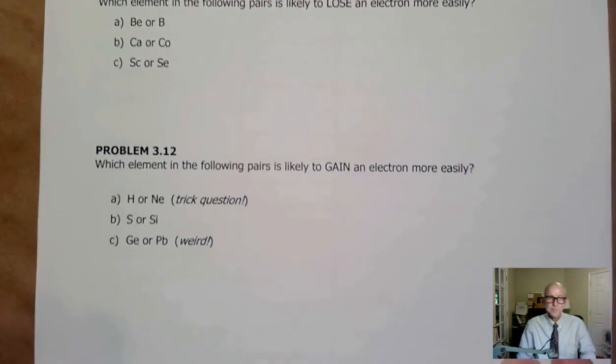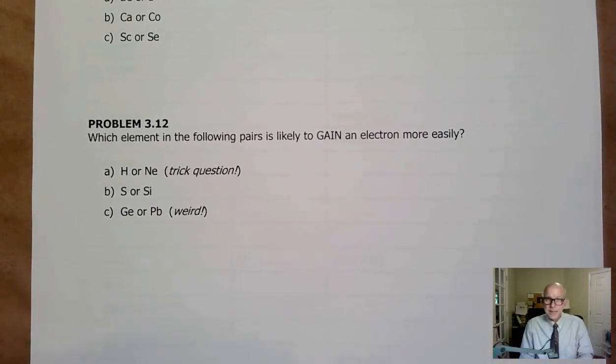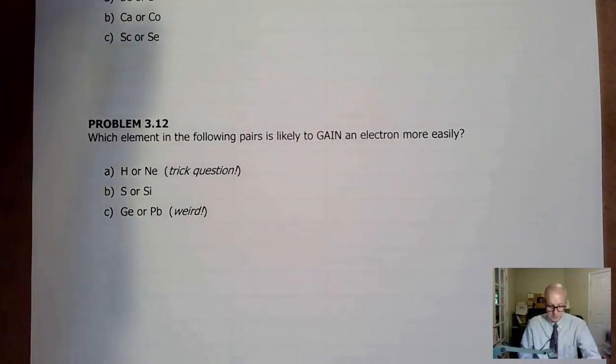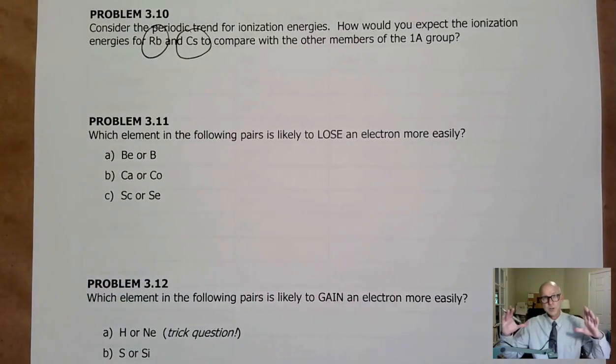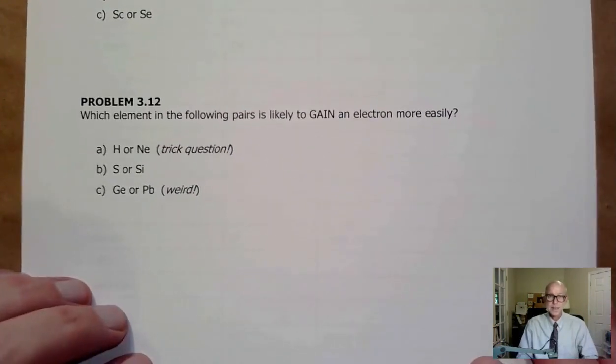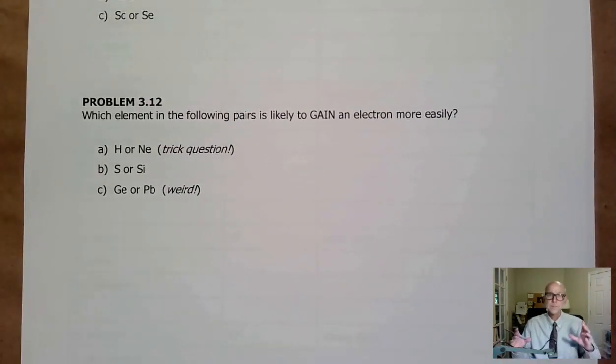Same thing here. Which of these is more likely to gain an electron? Well, do big atoms want to gain electrons, or do little atoms want to gain electrons? So up here, which is more likely to lose? The larger atom. Which is more likely to gain? Smaller atom. Which is likely to do neither? The noble gases. Helium, neon, argon. If they were ever there in one of these, you go, nope, they don't do it. They don't participate. They're not even under consideration.